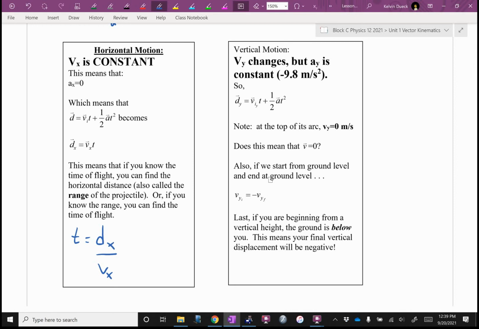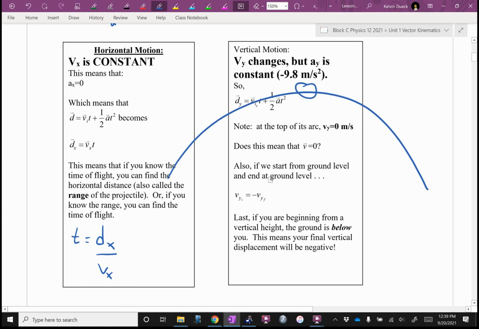Vertically, Kiana, Vy is changing, but Ay is a constant. On the Earth, it's negative 9.8 meters per second squared. Other planets, it's different. So dy is going to be Viyt plus a half at squared. At the top of its arc, right there, Vy equals 0.